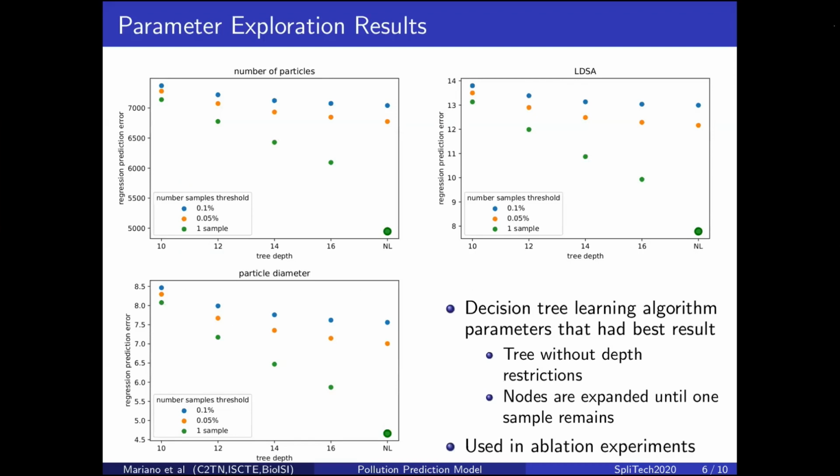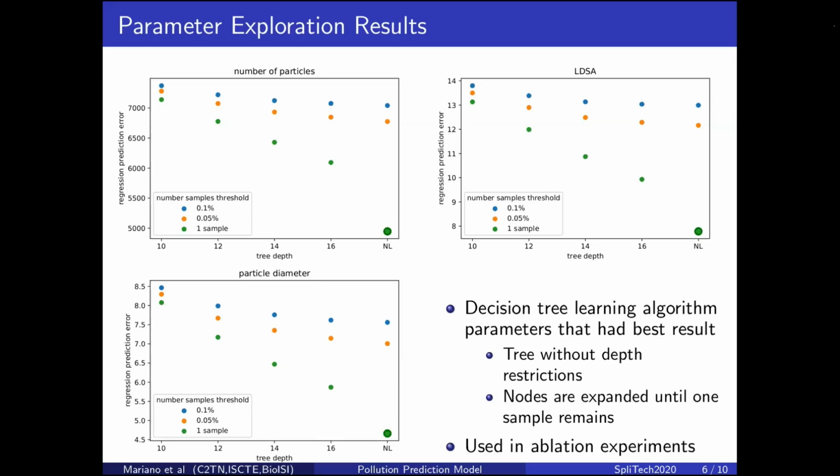Now, for the results of the parameter exploration, as I said, we varied tree depth and the number of samples threshold. The tree depth is shown on the horizontal axis of these 3 graphs, and we varied from 10 layers up to no limit. And regarding the number of samples threshold, we used 0.1% and 0.05% of the entire data set, but we also set 1 sample as a threshold to create a new node. The vertical axis in both plots shows the regression prediction error of the model.